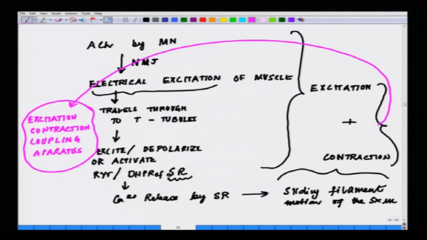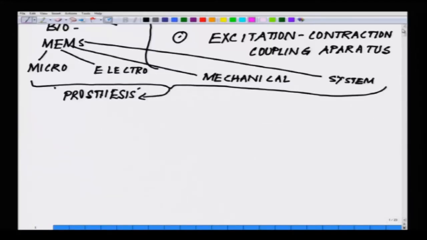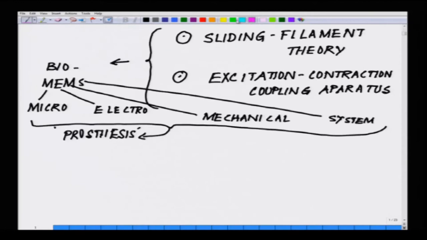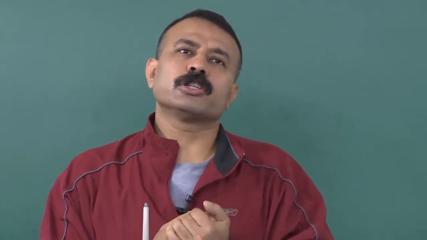So, this is essentially an inspiration to understand how an electrical signal leads to a mechanical signal and could we mimic this. If you go back to the first slide, this is what I was trying to tell you. Sliding filaments, excitation, contraction, and could this be used as an inspiration for developing microelectromechanical systems. These are some of the approaches currently underway across the world by several people working in these areas, asking could we understand the structure and mimic it and develop biological machines out of it.